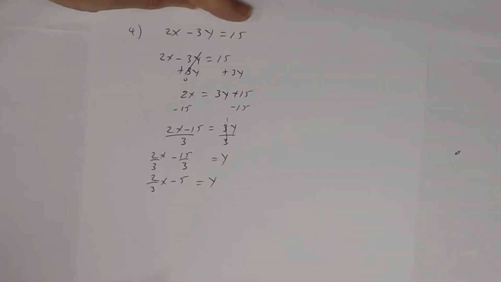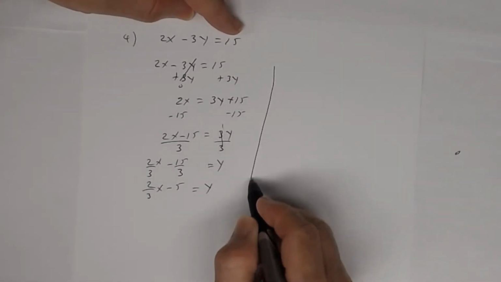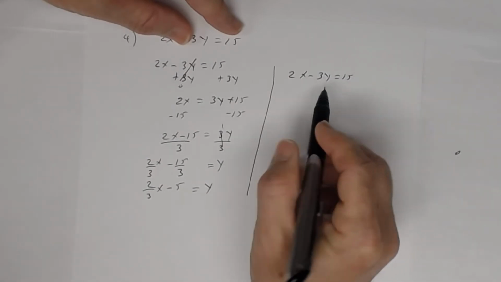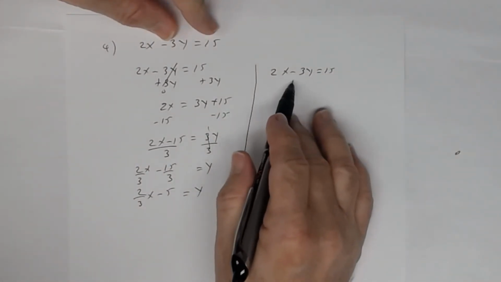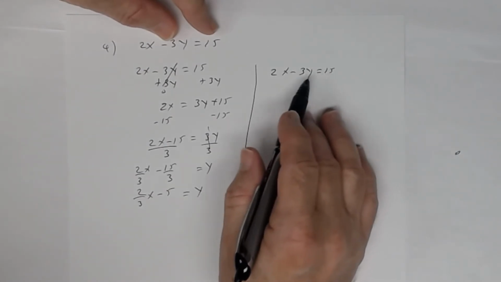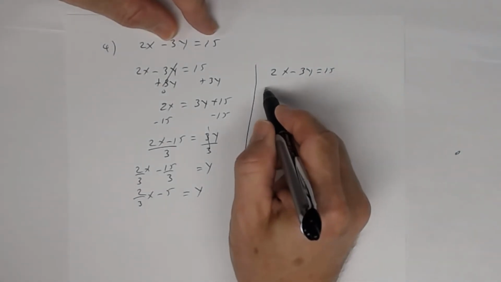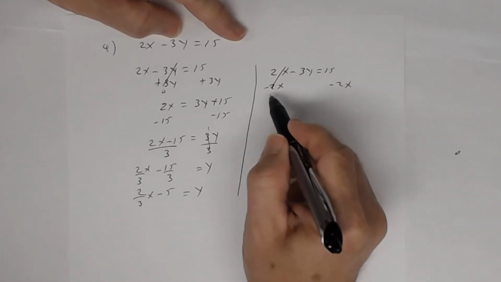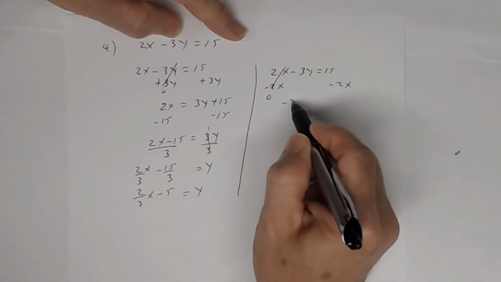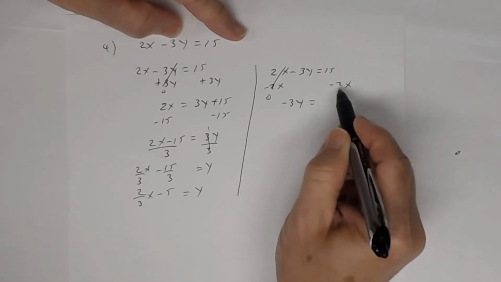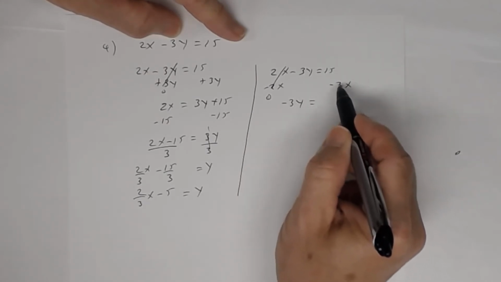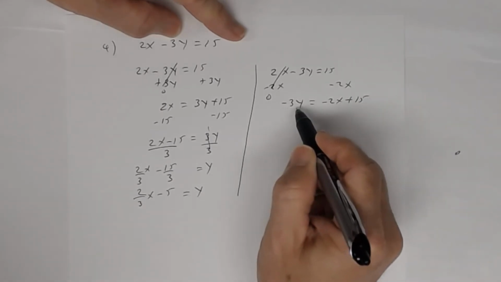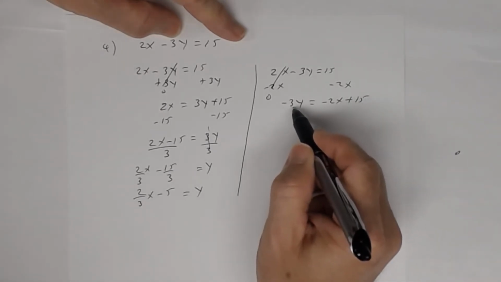Now, just want to show you something. If you decided not to bring the y term to the other side and you left it here, just be careful. So you're going to subtract 2x from both sides, just like this. 2x minus 2x is 0. 0 minus 3y is a negative 3y equal, and then I'm going to put the variable term first, so negative 2x plus 15. Then we got to divide both sides by negative 3 to get y by itself.